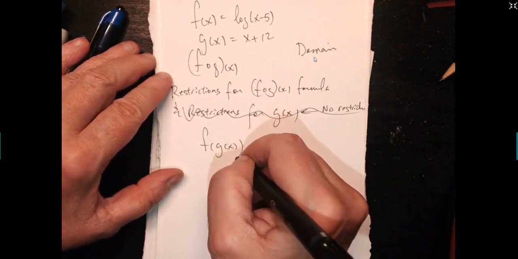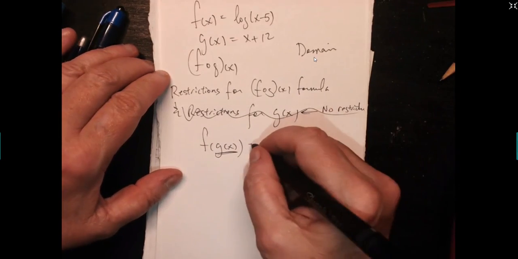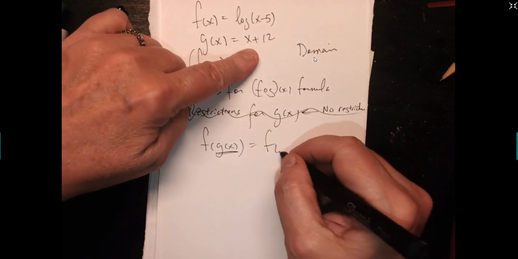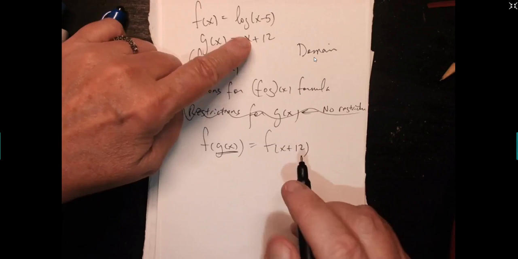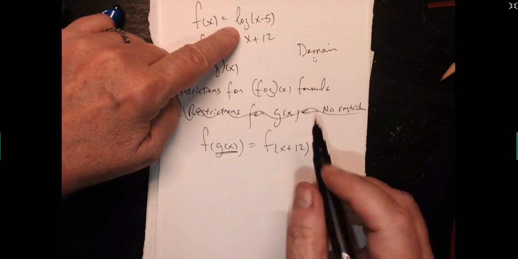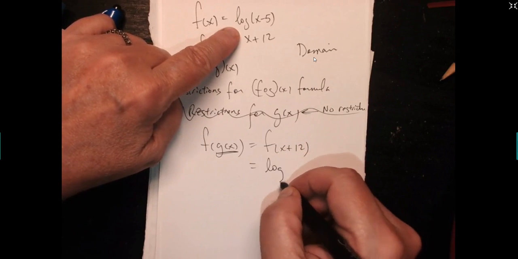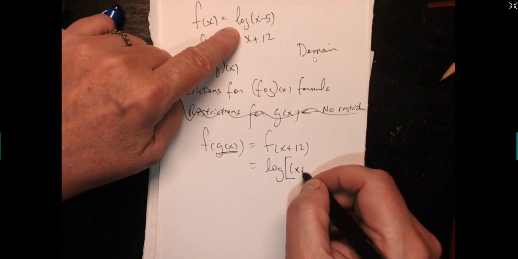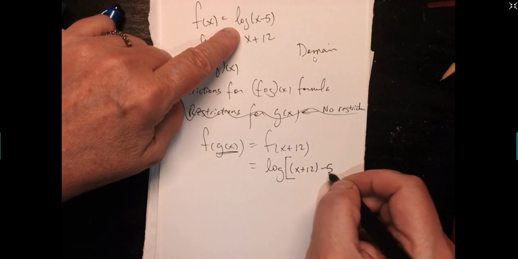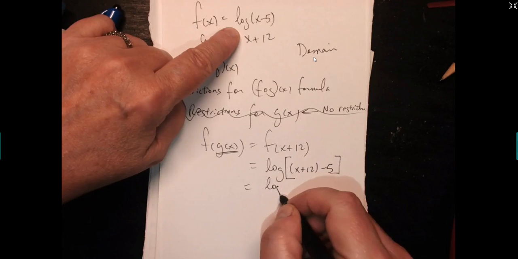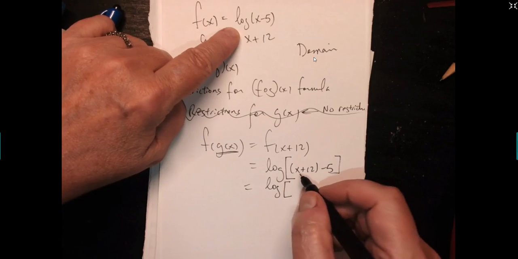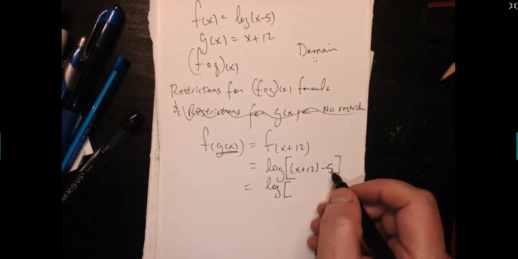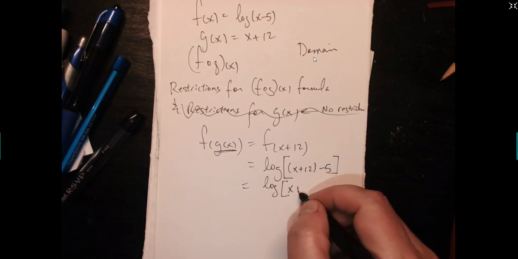So f evaluated at g of x is f evaluated at x plus 12. And then everywhere you see an x in the formula, you're going to replace it with x plus 12 in parentheses. And 12 minus 5 is 7.